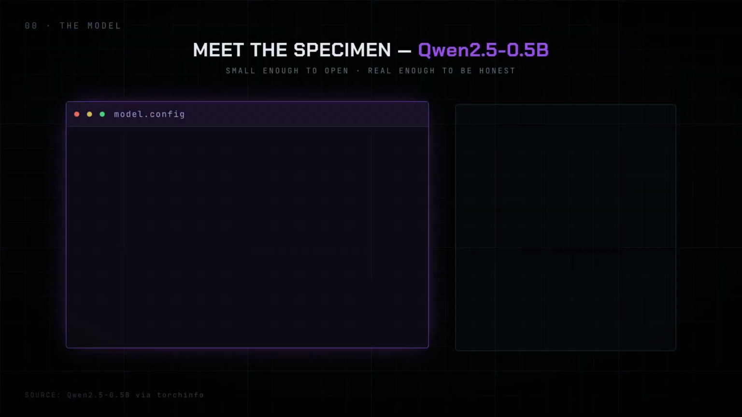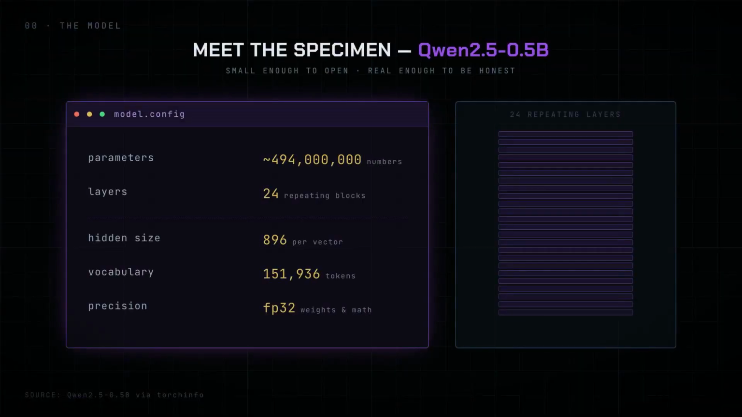Meet our specimen, Qwen 2.5, the half-billion version. About 494 million numbers arranged into 24 repeating layers. Small enough to open up on a laptop, real enough to be honest.